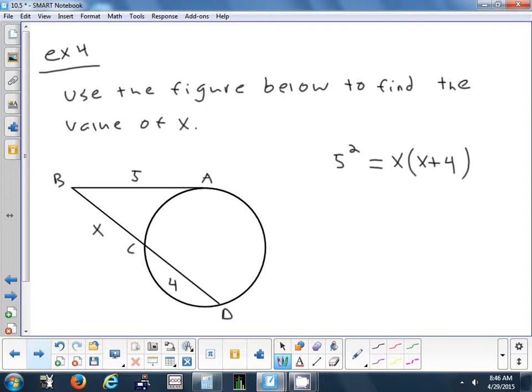Now watch what happens when we try to solve this. 5 squared is 25. X times x. What's x times x? X squared. Yep, x squared. And x times 4? 4x.